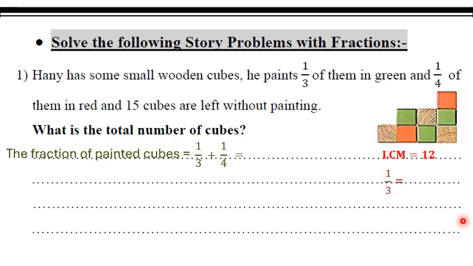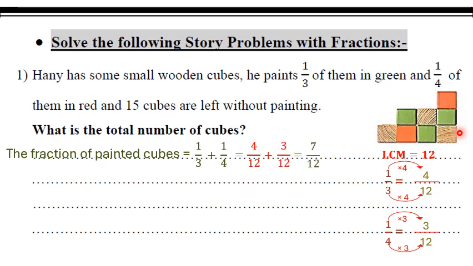1 over 3 here means what times 3 gives me 12? Times 4 up and down. So it will be 4 over 12. And now 1 over 4 is what over 12? That means I make times 3 up and down. So it will be 3 over 12. Now let's add 4 over 12 plus 3 over 12. It will be 7 over 12.